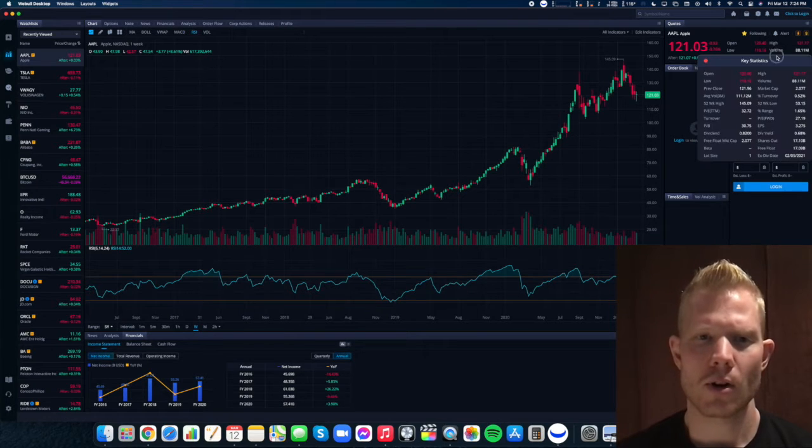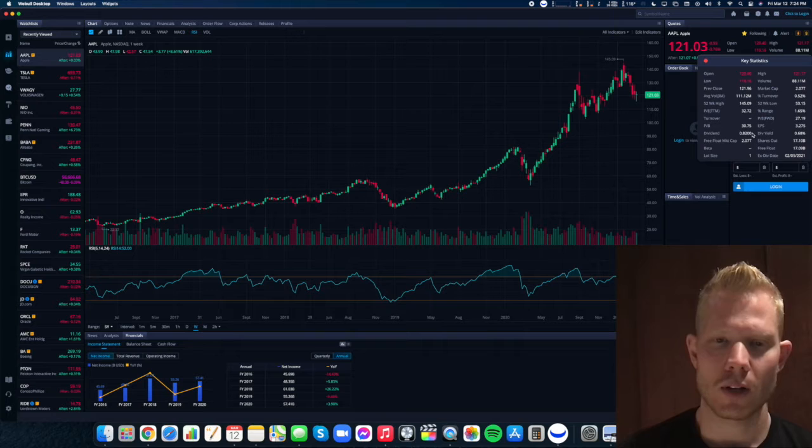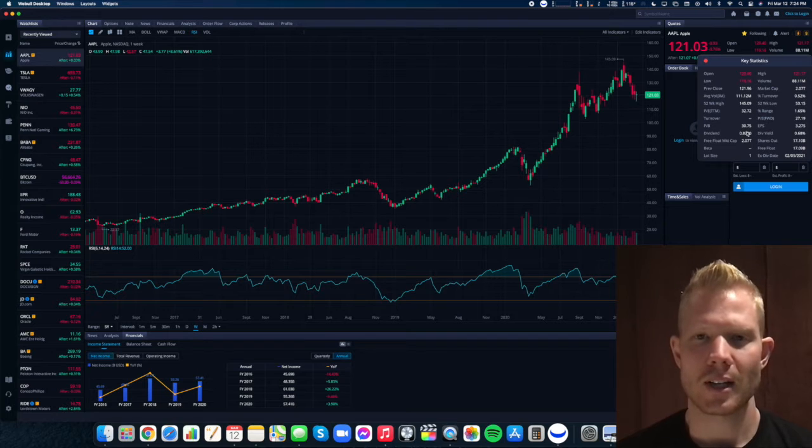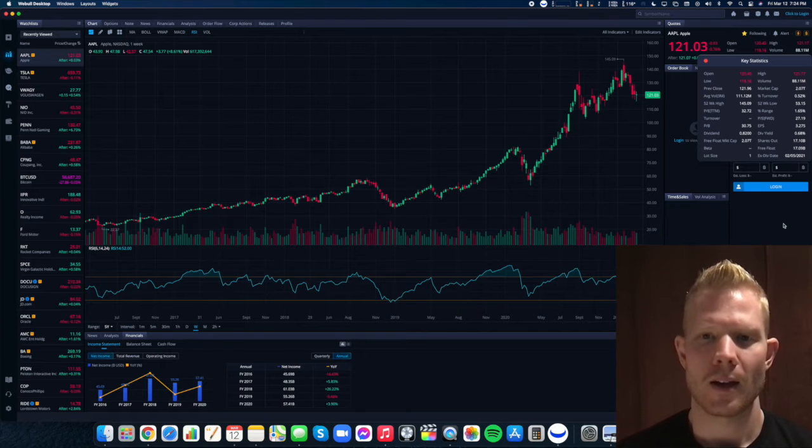One quick sidebar: shares outstanding is total shares, whereas the free float is the shares that are available on the market. Shares outstanding includes shares owned by insiders within the company and any institutions that are not a part of the free float. The free float is the shares that are actually available on the market to be bought and sold.